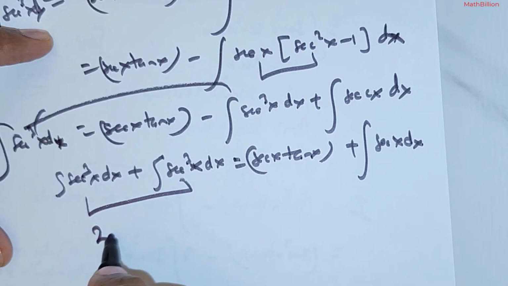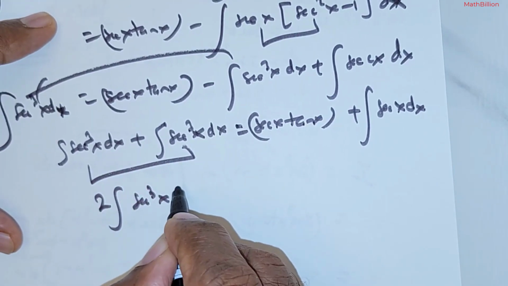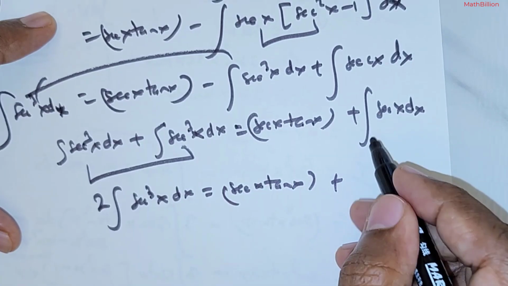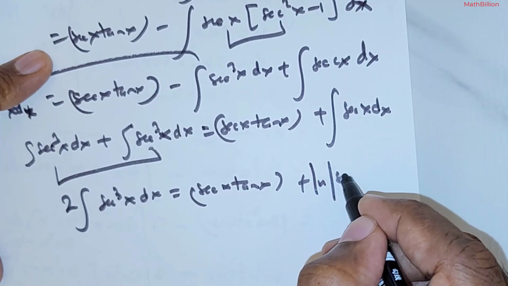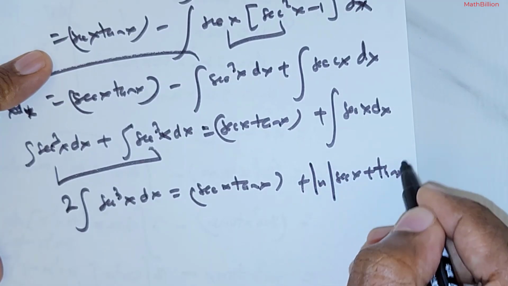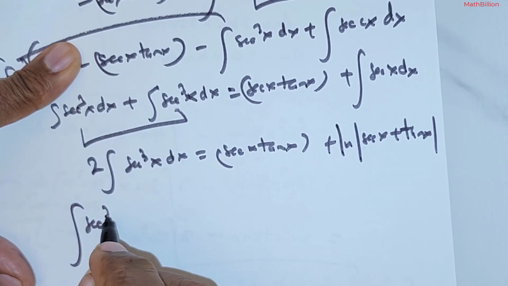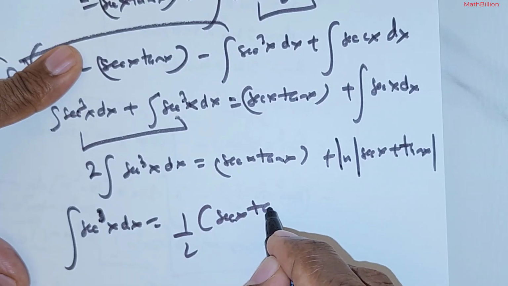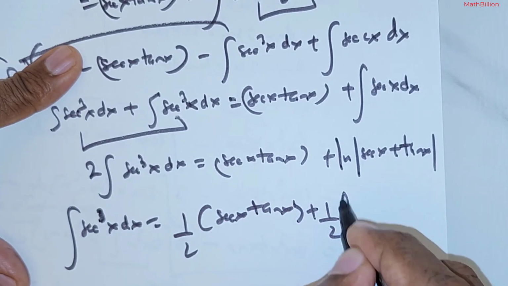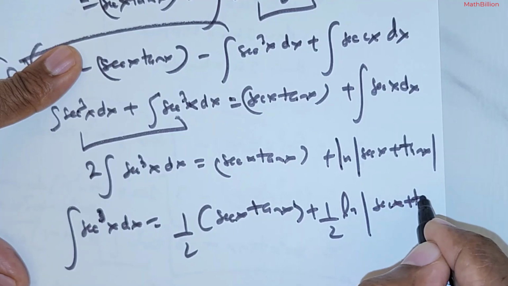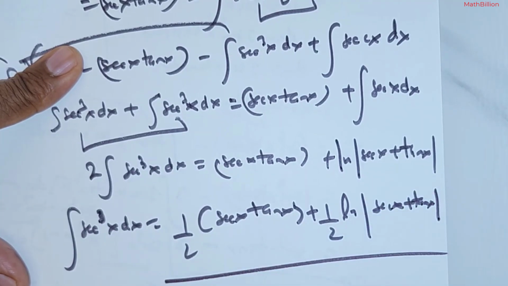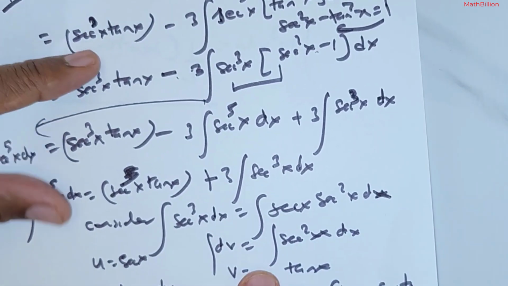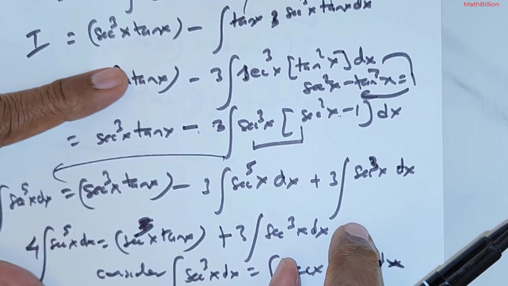So you add these two, you get 2 times integral secant cubed x dx is equal to secant x tan x, positive integral of secant x is ln modulus secant x positive tan x. So therefore integral secant cubed x dx is equal to half times secant x tan x positive half times ln modulus secant x positive tan x. Okay, so this is what you've got. Now this is for secant cubed x. So what you have to do, you have to take that value and substitute here.